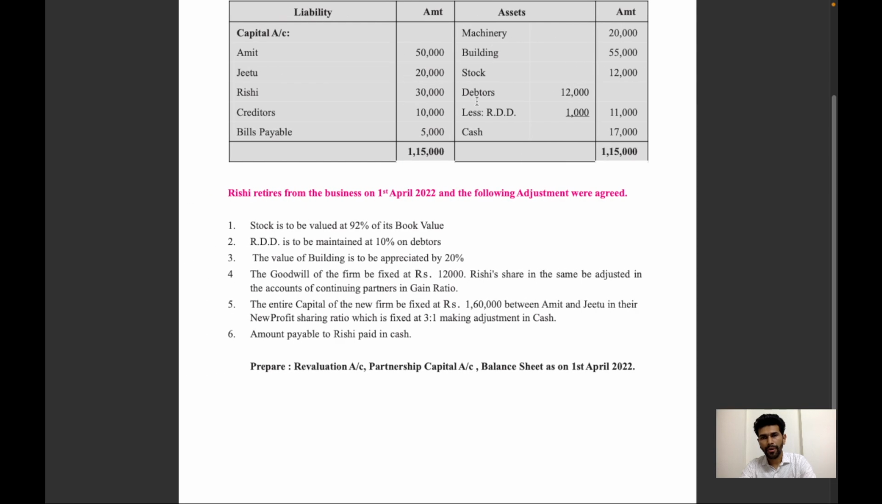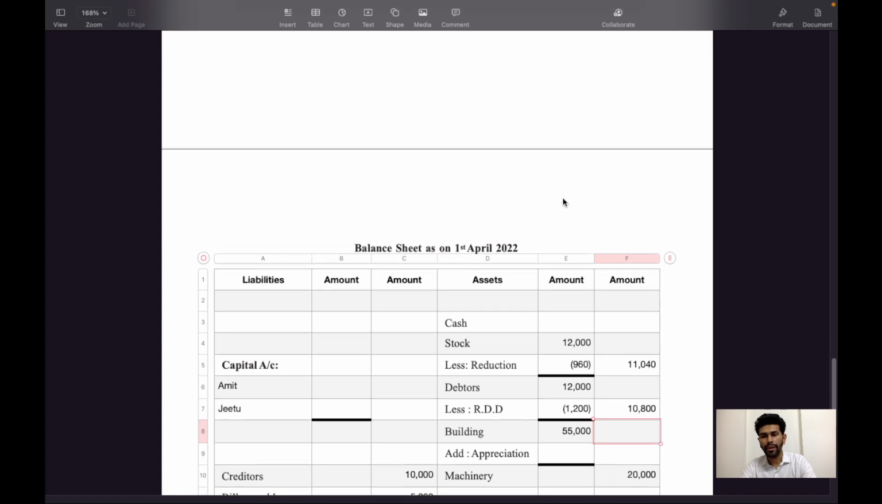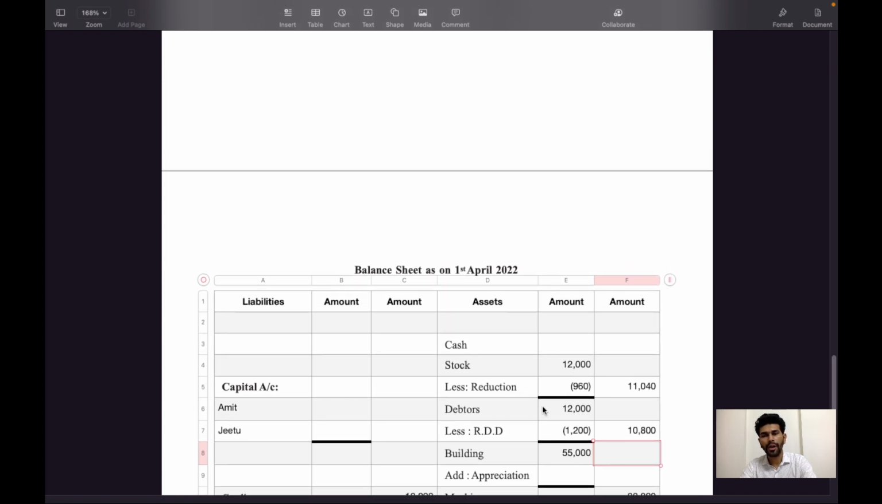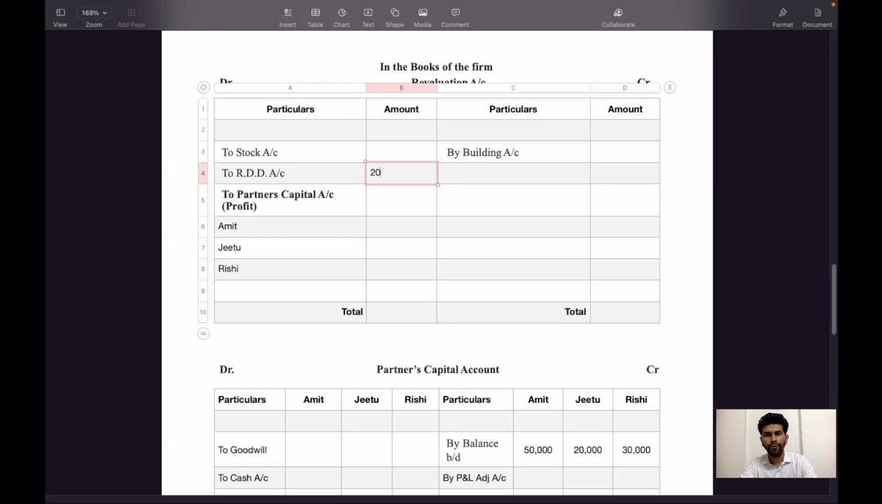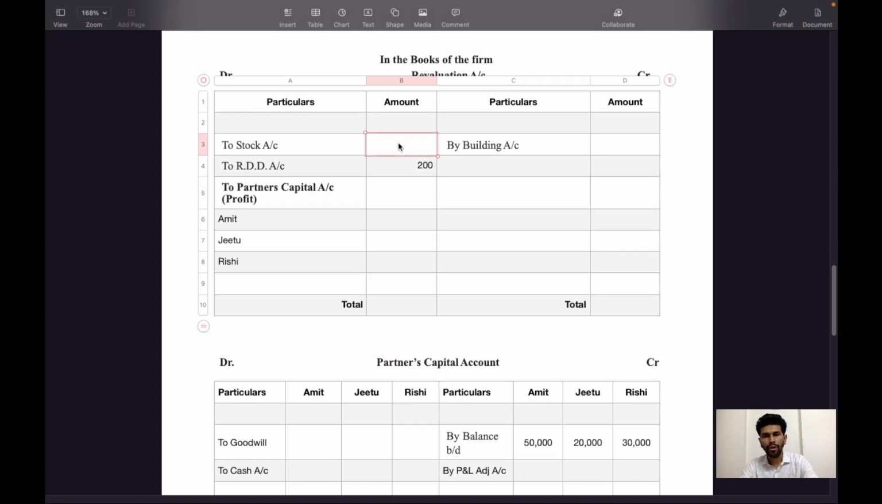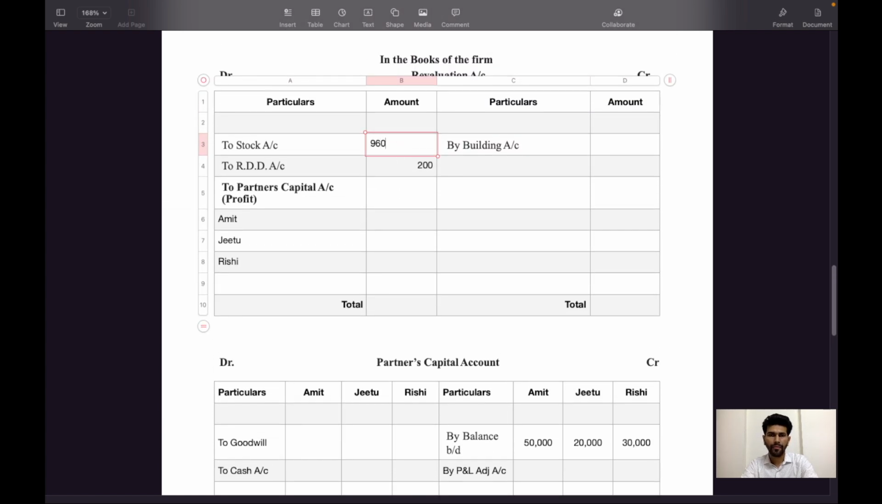In the balance sheet, RDD is 1,000 rupees given. We have to increase RDD by 200. So we will record on revaluation account debit side 200 rupees RDD. We only have to record the difference between old RDD and new RDD. Stock is reduced by 960 rupees. So revaluation account debit side to stock account 960, to reserve for doubtful debts account 200 rupees.